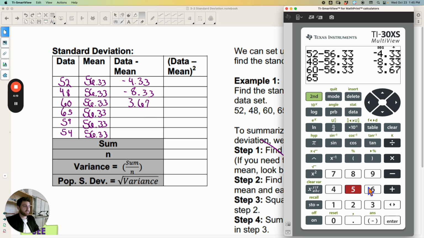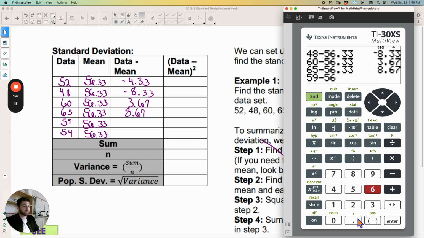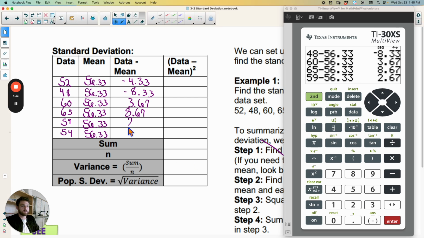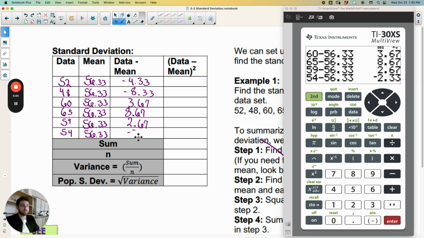And then we'll do 65 minus 56.33, which is 8.67. And then we'll do 59 minus 56.33, and that'll give us 2.67. And then lastly, we'll do 54 minus 56.33, and that will be -2.33. Okay, so we have now put our data in here, we've calculated the mean and put our mean here, and then we have subtracted our mean from our data and we've placed all of those data points here.